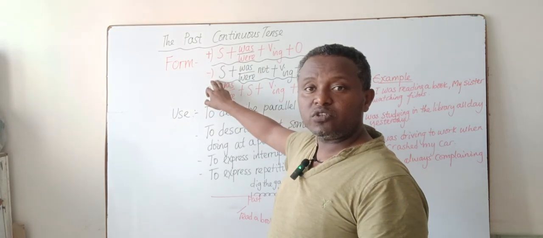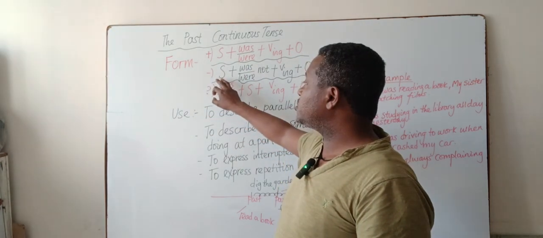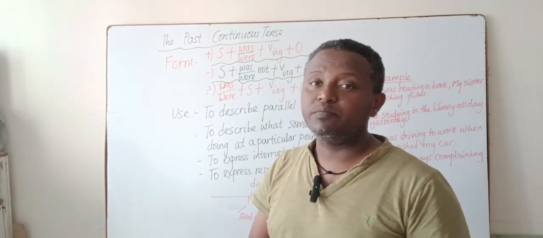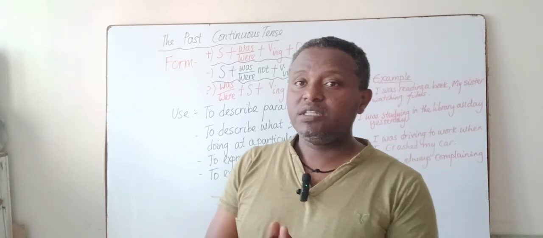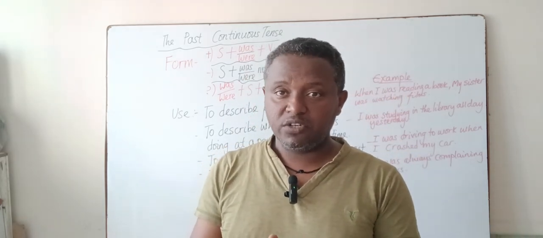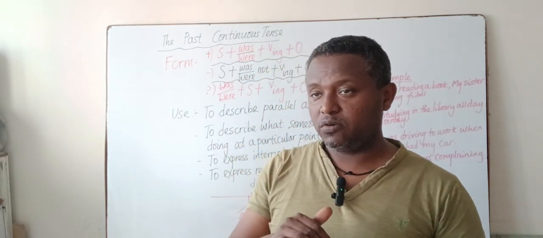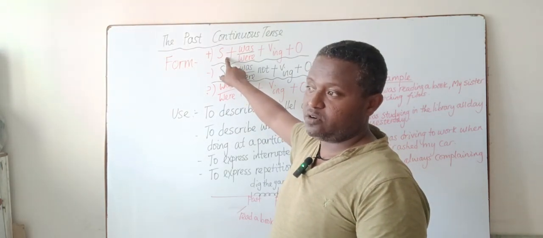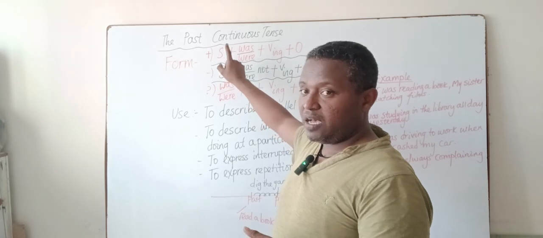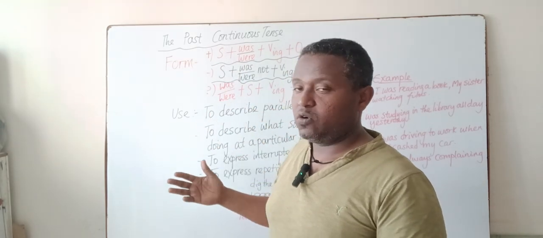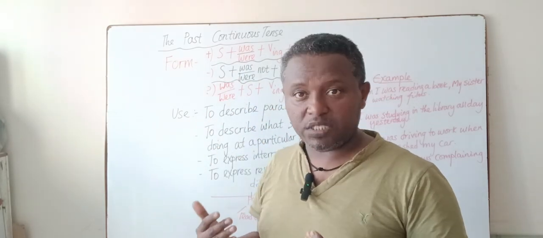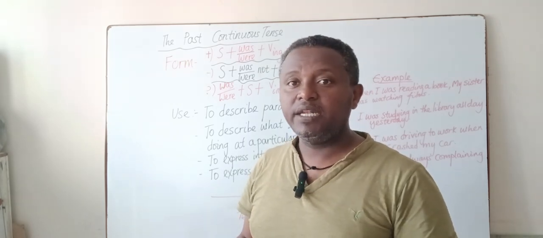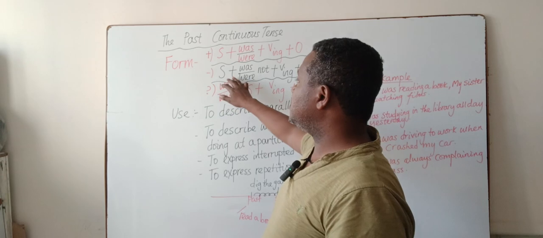When we want to construct a negative structure, we construct it in the same way, but we add not after the be verbs. Subject plus was or were plus not plus verb ing plus object. So when we want to make the sentence we already constructed in the positive, I was teaching English, the negative will be I was not teaching English, or we were not learning English. So that is the negative.